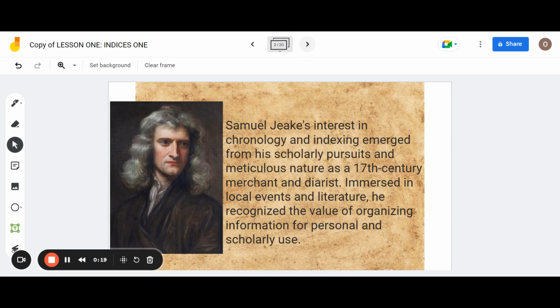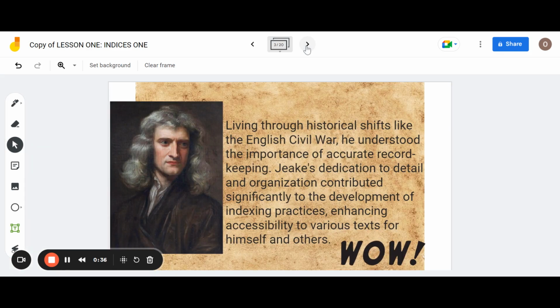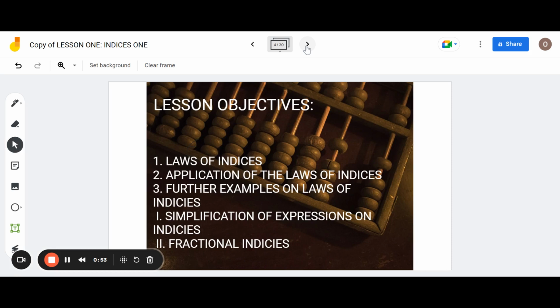Samuel G. Hart's interest in chronology and indexing emerged from his scholarly pursuits and meticulous nature as a 17th century merchant and diarist. Immersed in local events and literature, he recognized the value of organizing information for personal and scholarly use. Living through historical shifts like the English Civil War, he understood the importance of accurate record keeping. His dedication to detailed organization contributed significantly to the development of indexing practices, enhancing accessibility to various texts for himself and others.